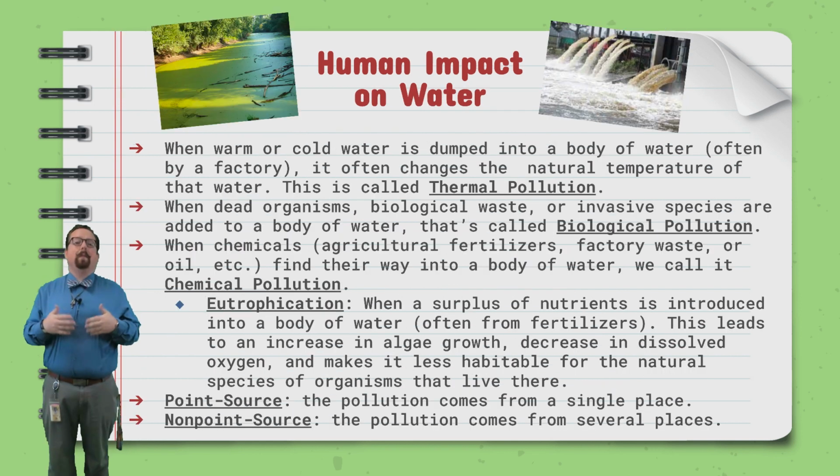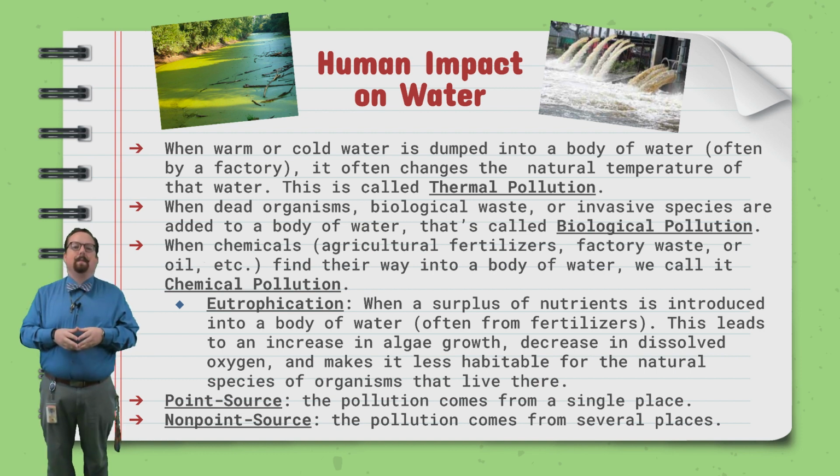Anytime we add harmful things to our water supply, we call this water pollution. There are three major types of water pollution: thermal, biological, and chemical. When you add abnormally warm water to usually a cool body of water, you can harm the aquatic organisms that live there. This most often occurs because of factories or nuclear power plants that use water to cool down their reactors, then dump the water into a nearby river or stream.